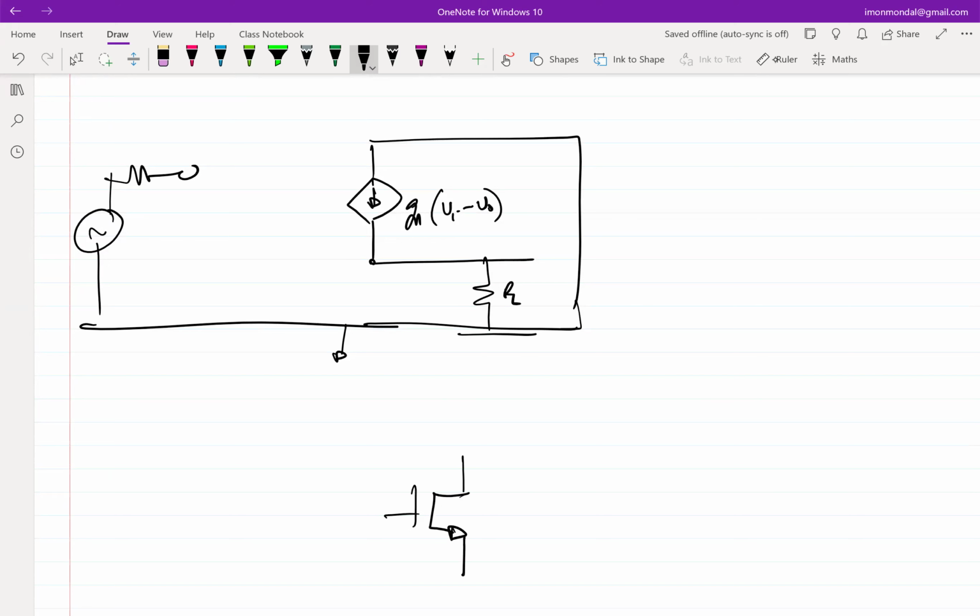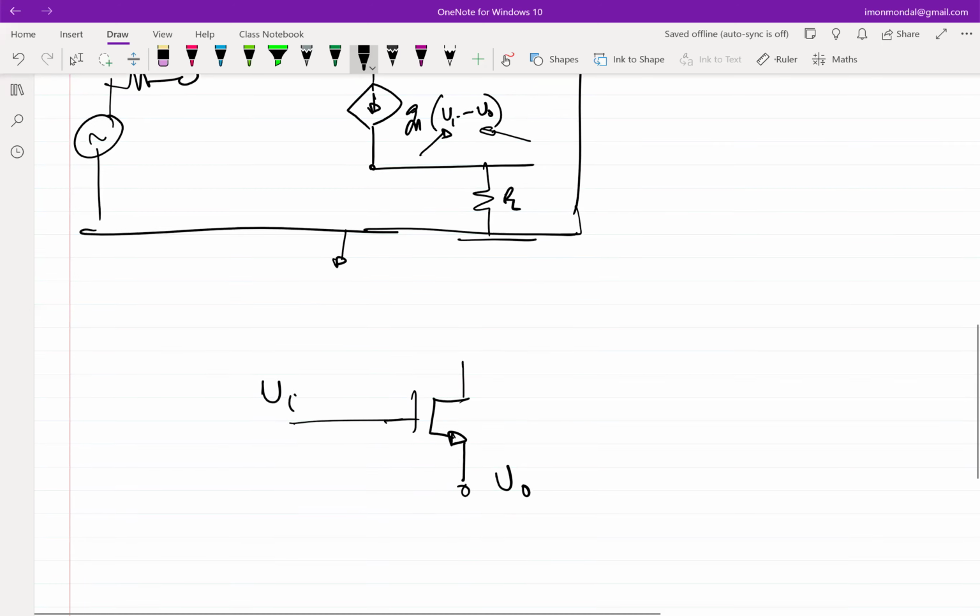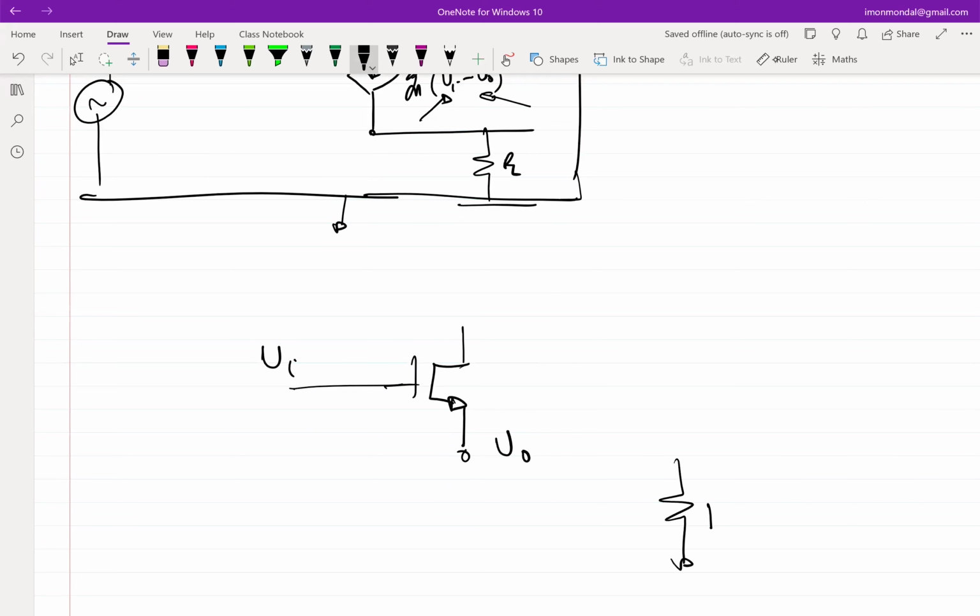Using an NMOS, you can also do it using a PMOS, but let's do an NMOS. So here, this is the gate, this is the source. gm (vi minus v0) is supposed to be gm vgs. So vi has to be going to the gate. So your vi has to appear here. And v0 we should be taking here. Fine. And you have an RL, and you have a vs.